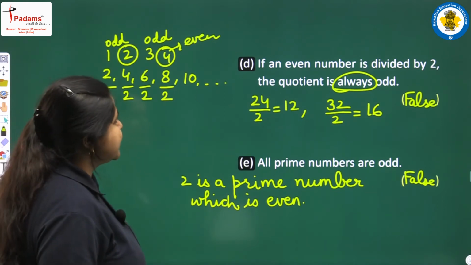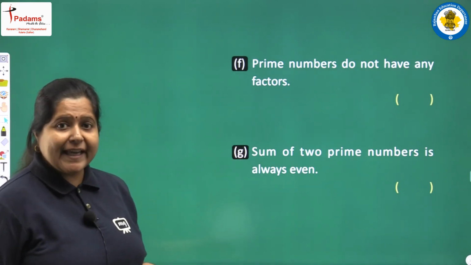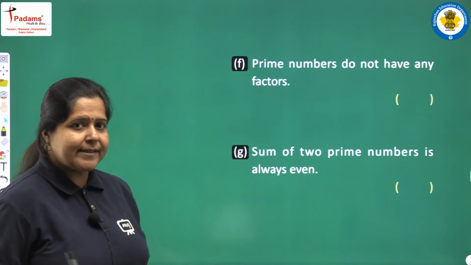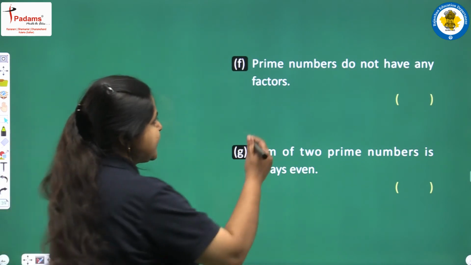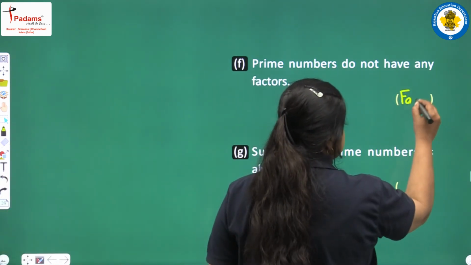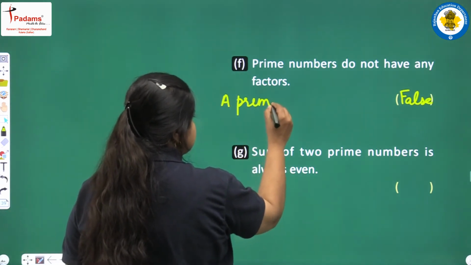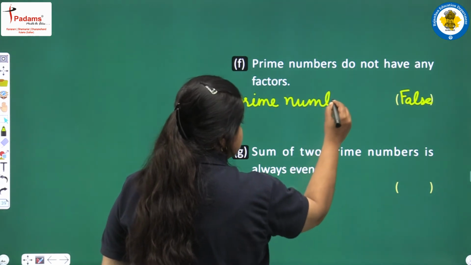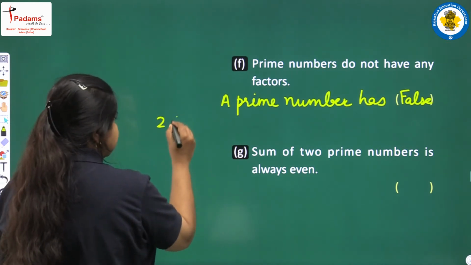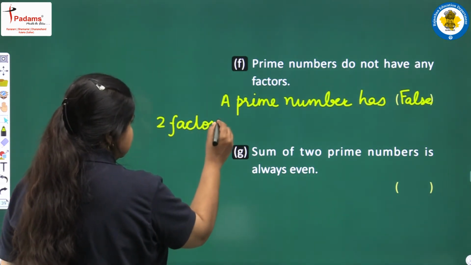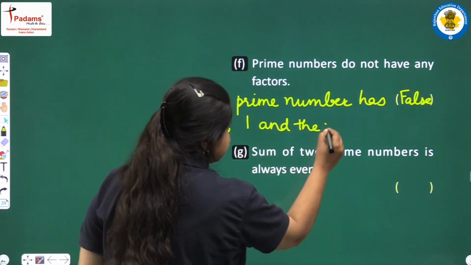We have more statements with us. Prime numbers do not have any factors. It's false. They have two factors. Which are those two factors? 1 and the number itself. So it has two factors, and so this statement is again false. You can say here a prime number has two factors, which are 1 and the number itself.